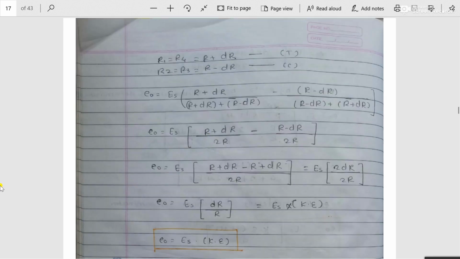And now by cancelling some of the terms, if you go through this particular denominator side, E0 is equal to Es in bracket, numerator term as it is R plus delta R, divided by, in the denominator, plus delta R minus delta R will get cancelled, only plus R plus R, it becomes 2R. I have written the 2R at the denominator, minus sign as it is, again at the numerator R minus delta R as it is.